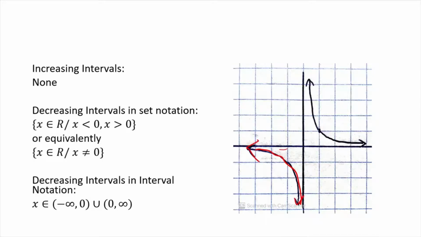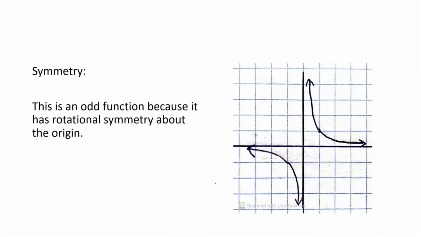So if I state that in interval notation, I can say negative infinity to 0 in union with 0 to infinity. Now, we do not say negative infinity to infinity is a decreasing interval because at x equals 0, there is no point. And so therefore, we can't say x equals 0 is part of a decreasing interval. So it would be wrong to write that.